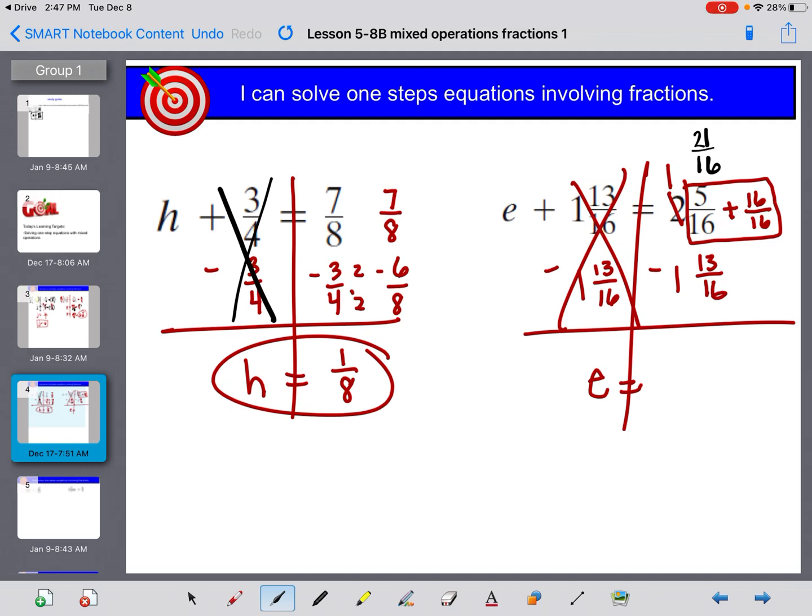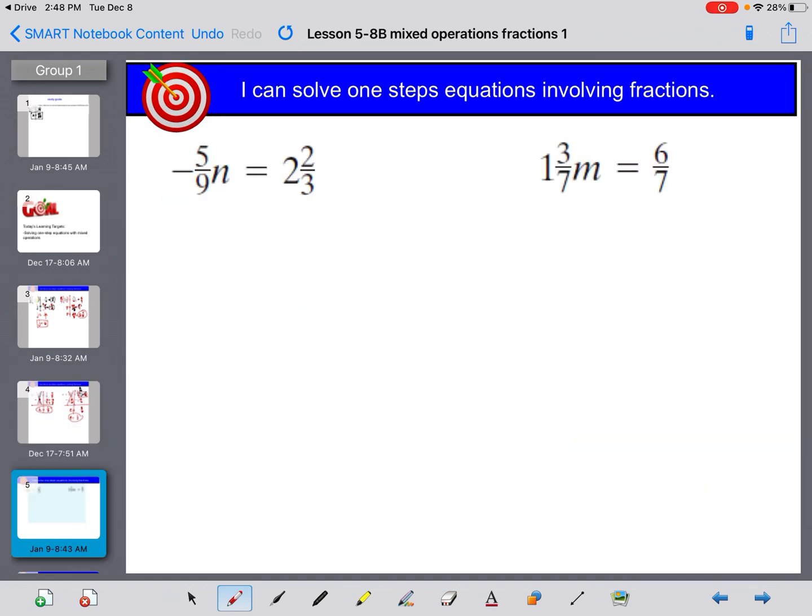5 plus 16 is 21/16. So I really don't need this anymore because everything in that box is 21/16. Now 21 minus 13 I can do, and I get 8/16. 1 minus 1 is 0, and 8/16 is reduced down to positive 1/2.